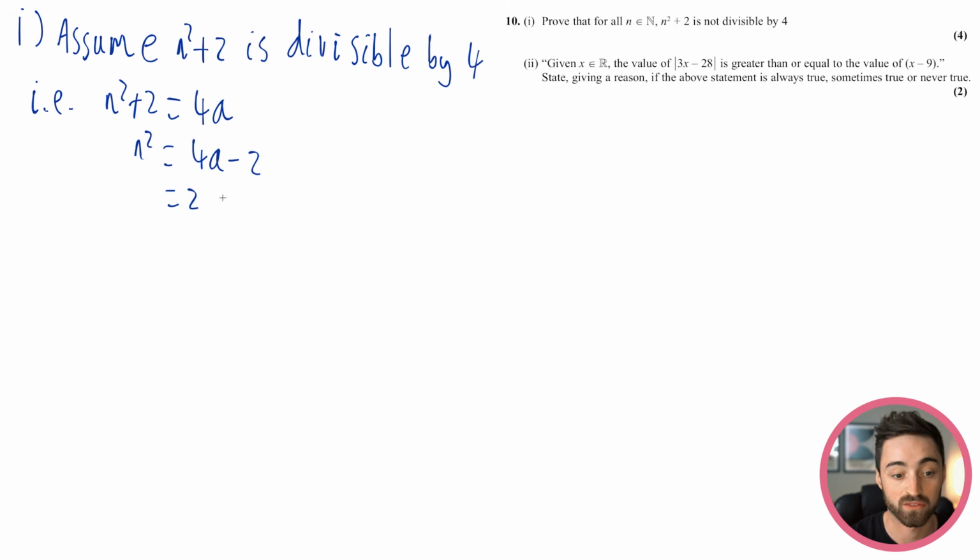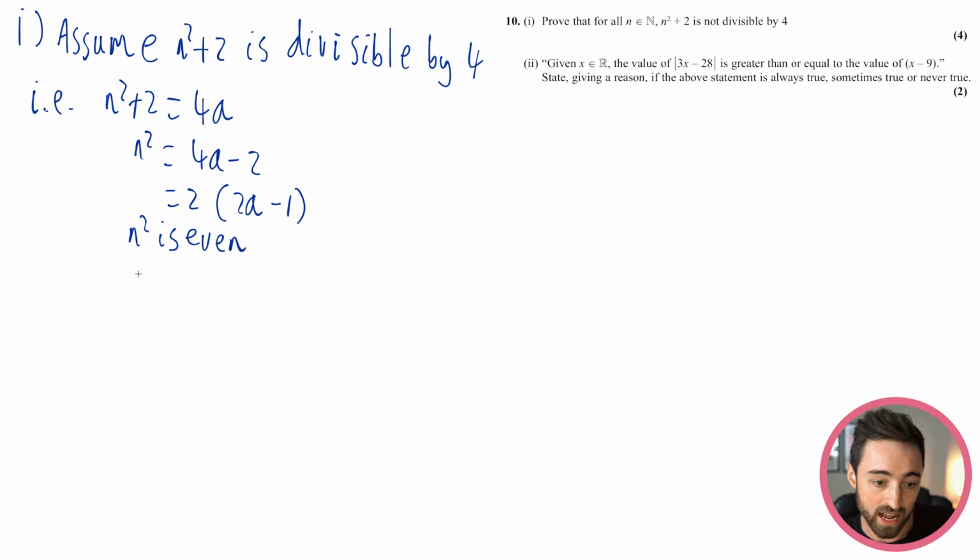This is nice because I can take a 2 out of it. So what happens when we have a 2 times something? That means that n squared must be even, right? n squared equals even. Oh, n squared is even. Okay, now if I have a square number that's even, that means that its square root is also going to be even. So in other words, if n squared is even, that must mean that n is even. If you don't believe me, just try it out.